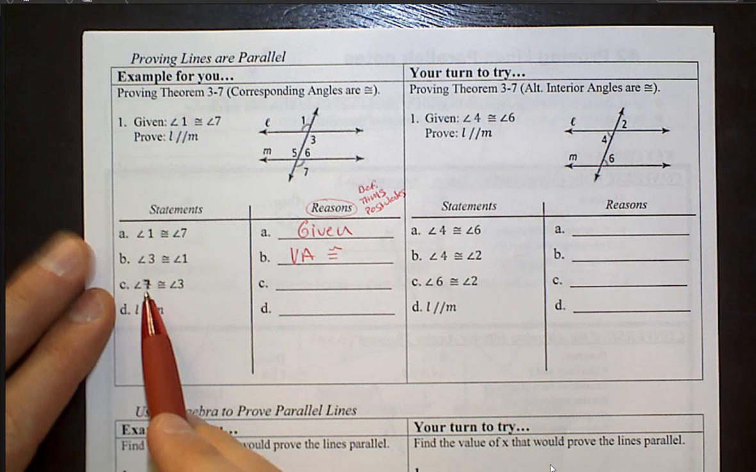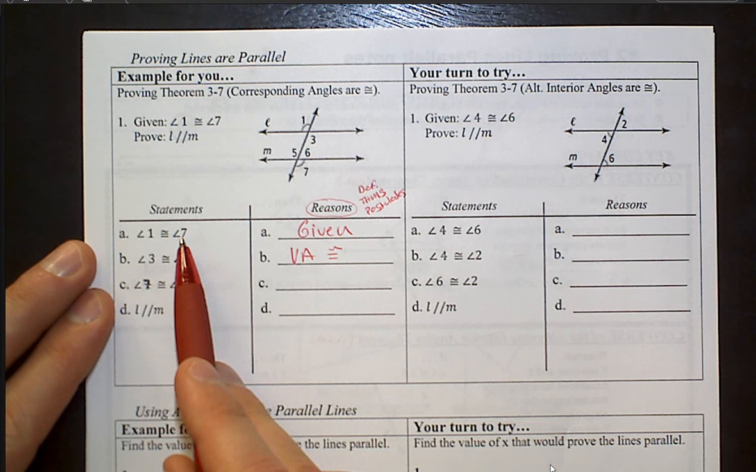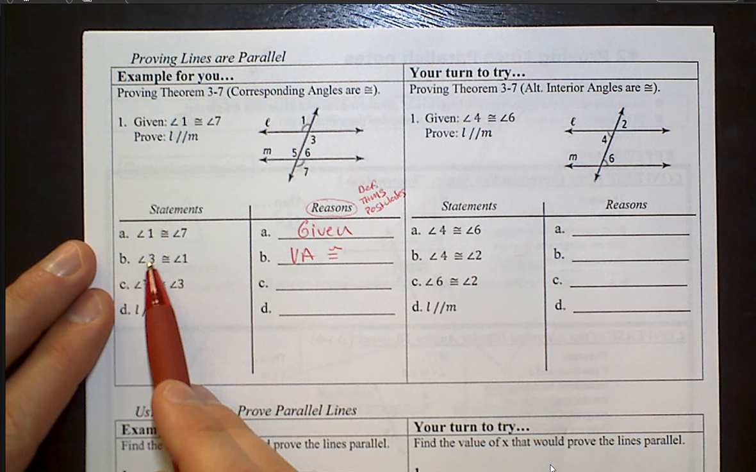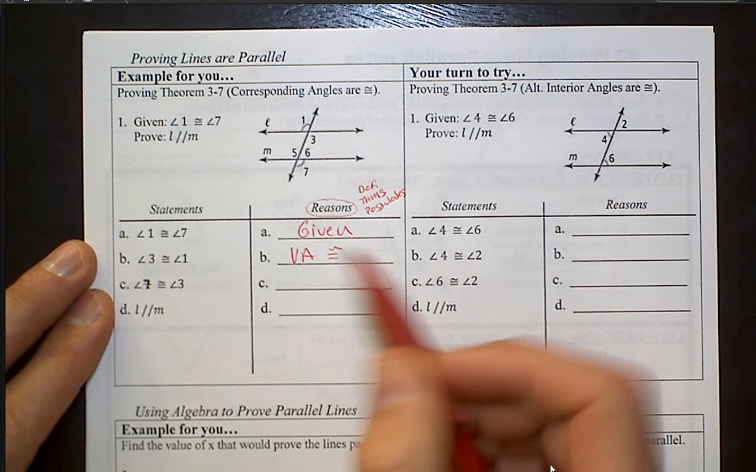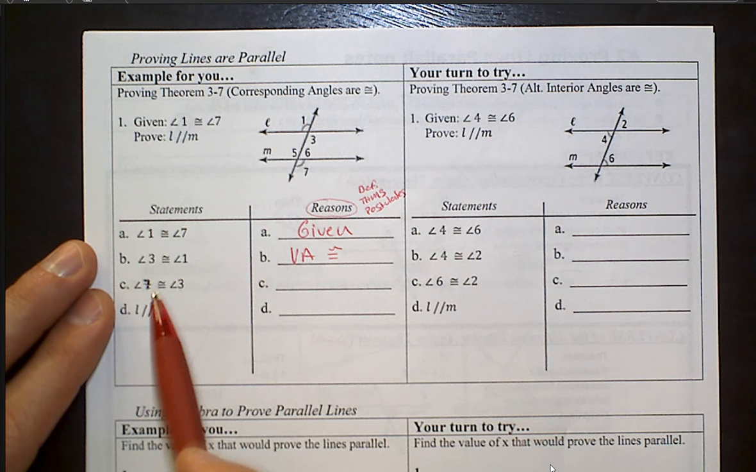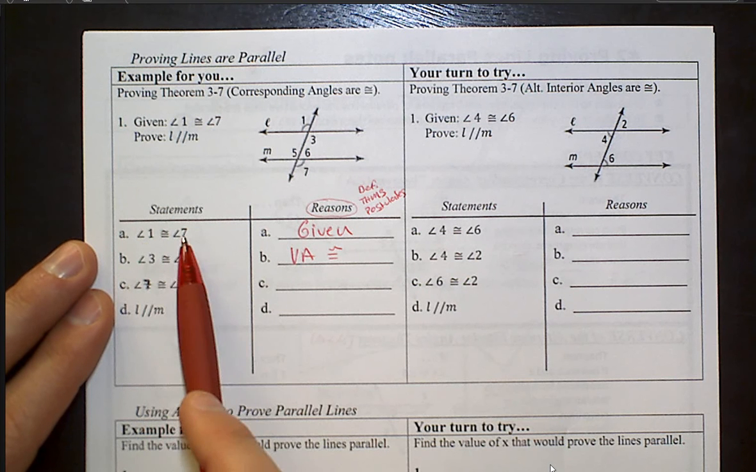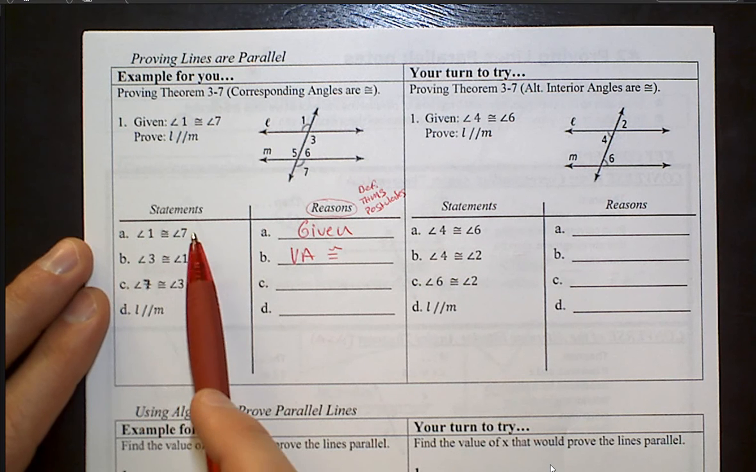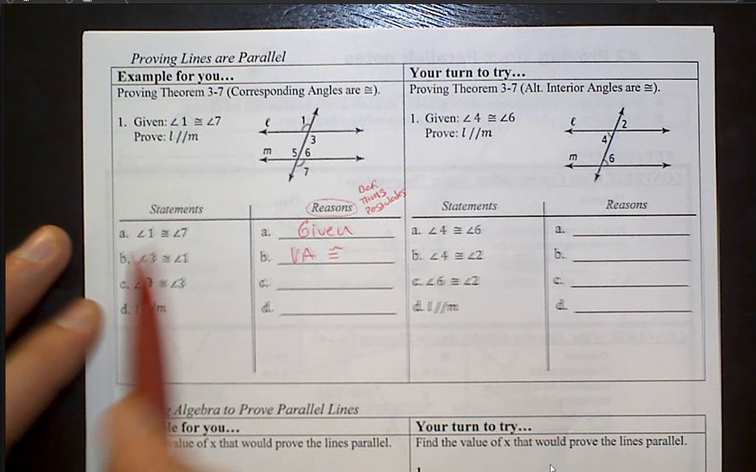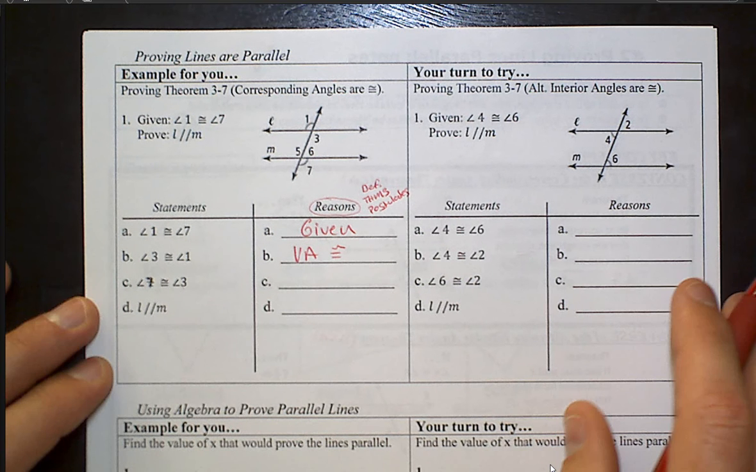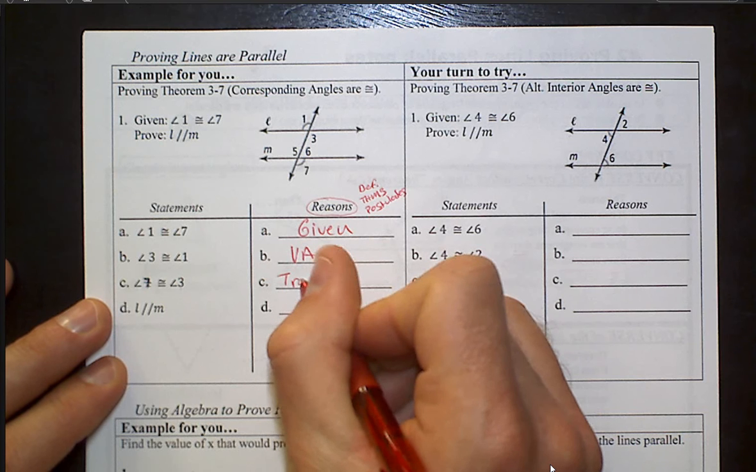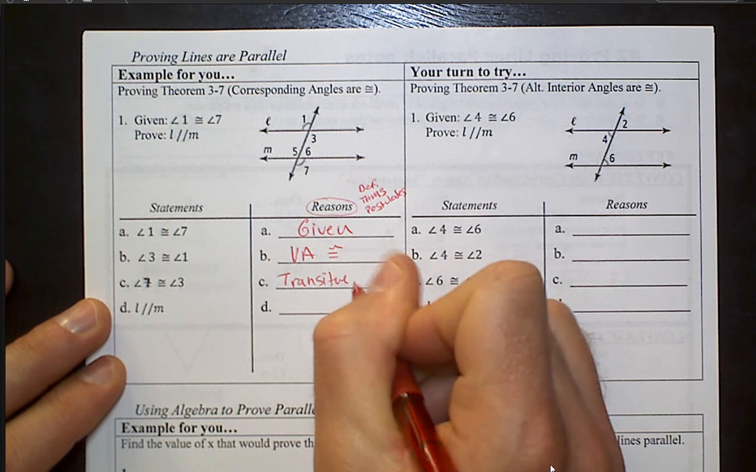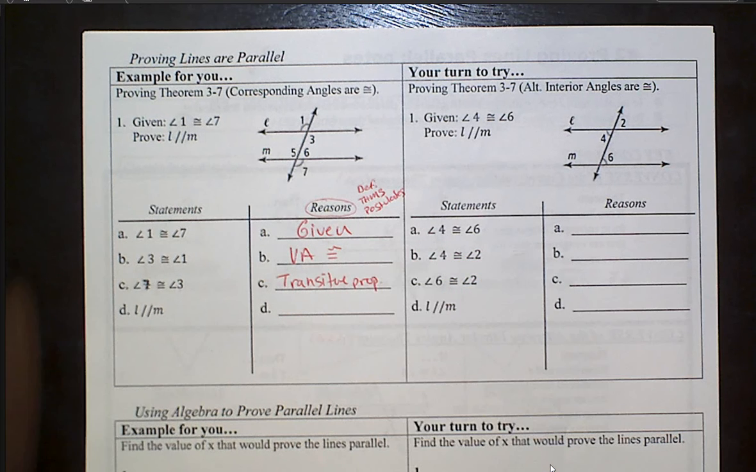Now, part C, you've got to do a little bit of thinking here. If 1 equals 7 and 1 equals 3, then 7 equals 3. Do you remember that property? It's like if Homestead beats Carroll, and Carroll beats whoever, then Homestead should be able to beat those. That's the transitive property.